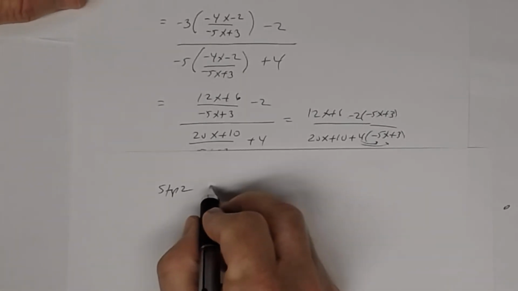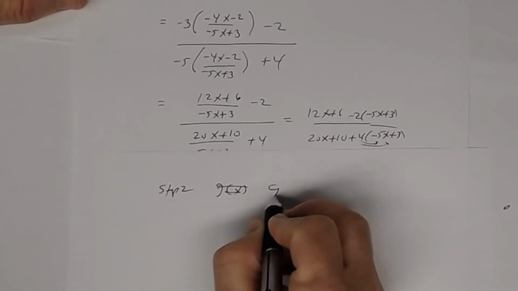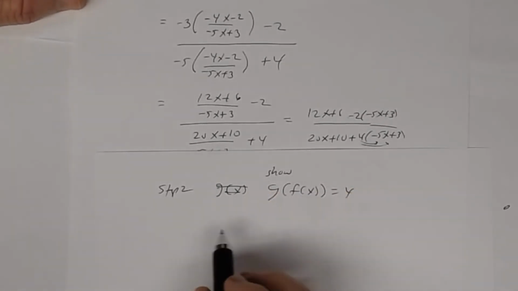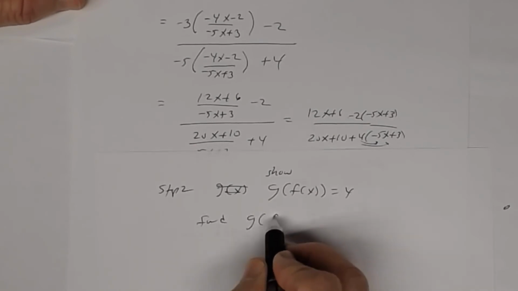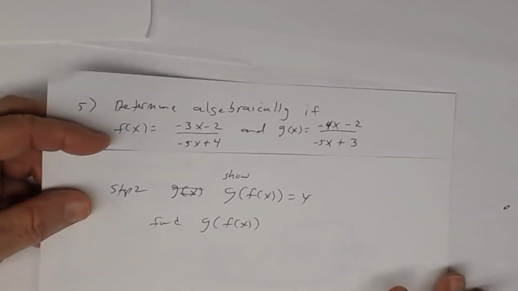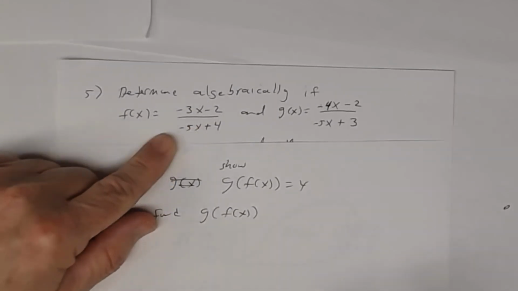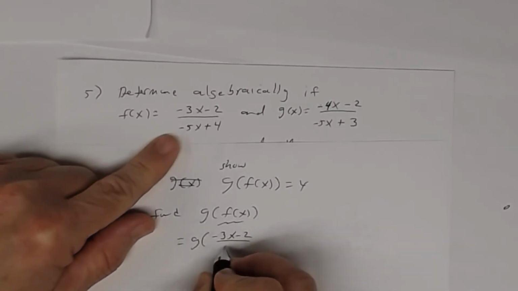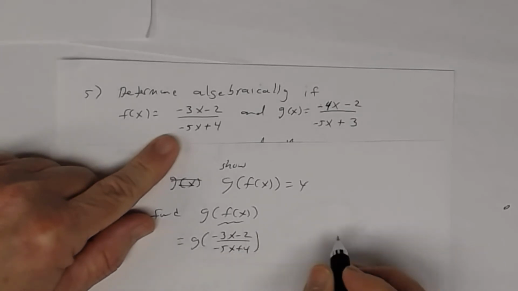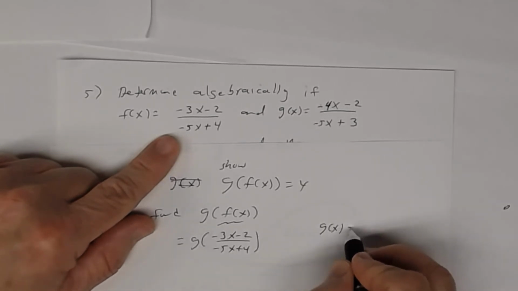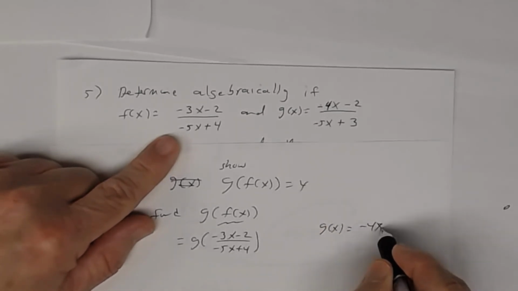All right, so step 2, I've got to now show that g of f of x is equal to x. We've got to show that. Well, let's find g of f of x. Okay, so remember f of x is this right here. So this becomes g of negative 3x minus 2 divided by negative 5x plus 4. Right? And then I'm going to do my function g, which is here. So I'm going to go ahead and rewrite it over. Negative 4x, this is g of x, negative 4x minus 2 divided by negative 5x plus 3.